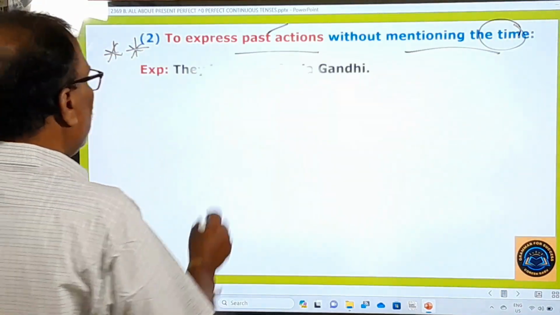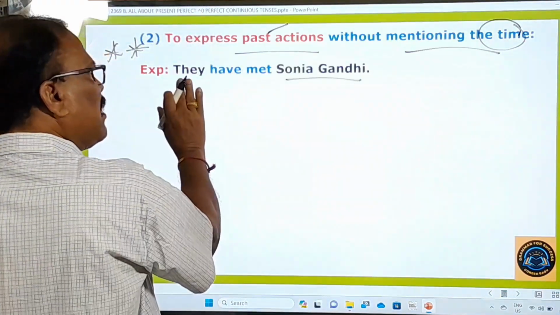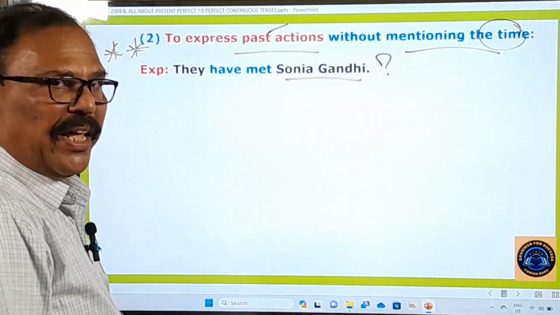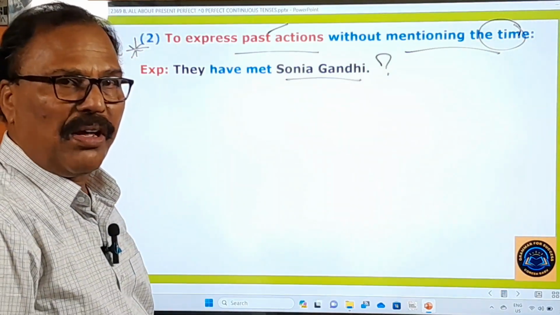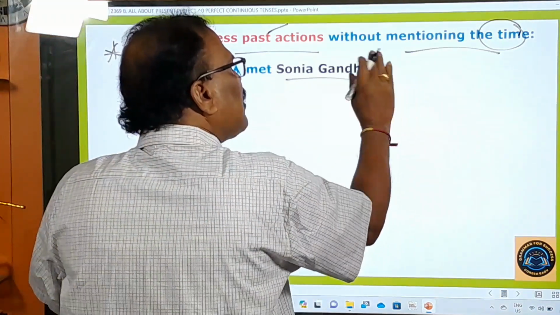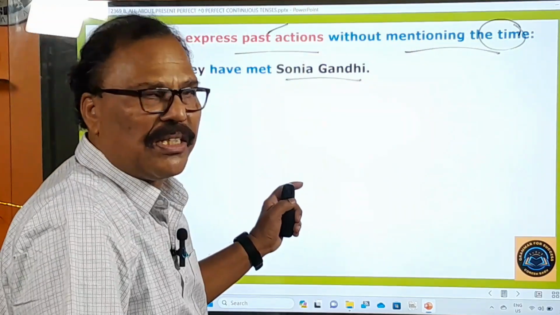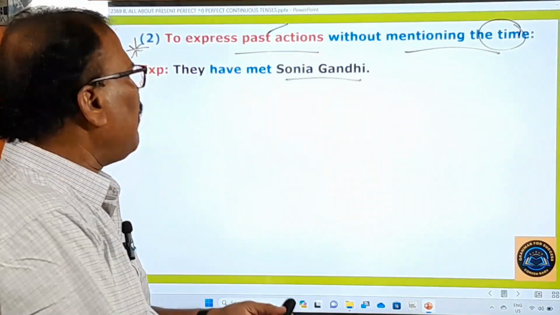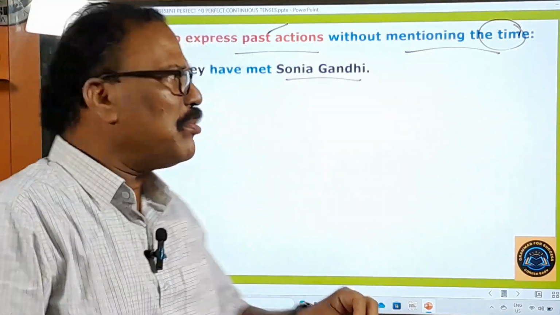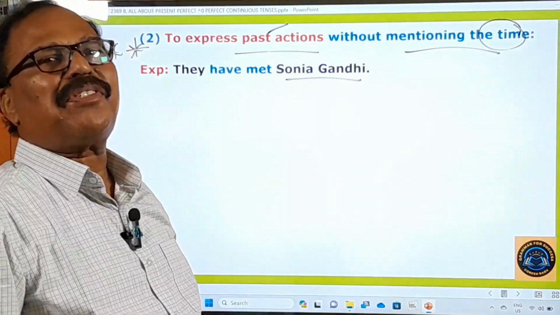And how? Here you see that they have met Sonia Gandhi. The BRS leaders have met Sonia Gandhi. When it is not mentioned yesterday, a week ago, a month ago, what is that? It is not mentioned. The past time is not mentioned here. As long as you don't mention the time, you can express all past actions in the present perfect tense. It's a very convenient tense for all the political leaders. And political leaders will be using this tense in this way extensively. Almost all the people. I have seen that film.